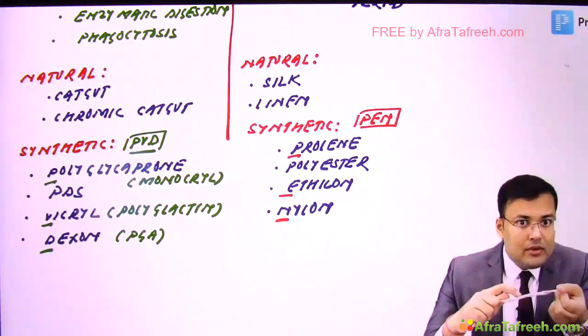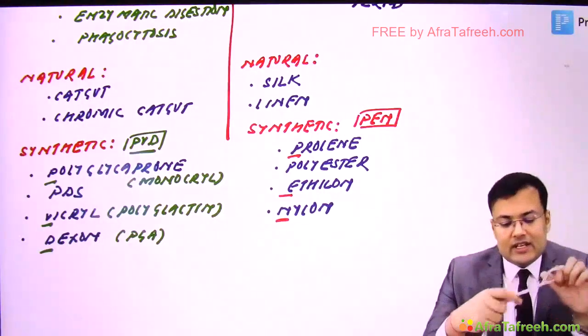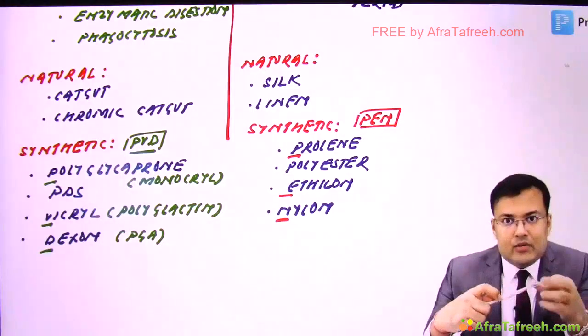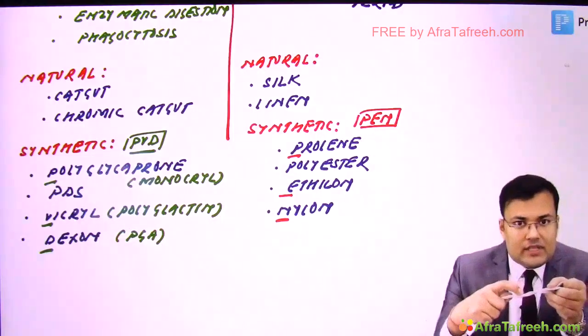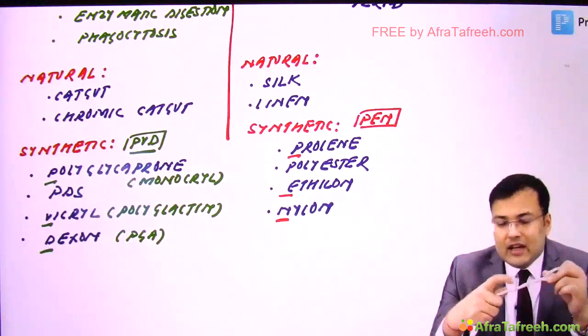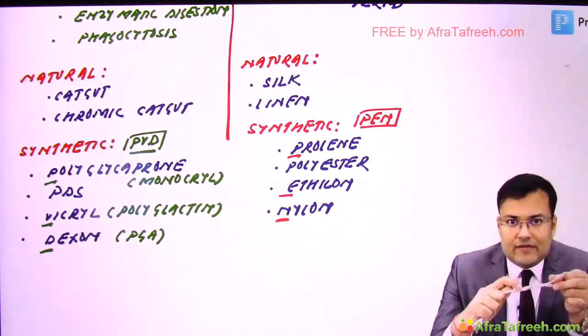Have you seen a rope? So you have seen there are multiple strands. Here you can see multiple strands braided together. In between the strands, can you see there is space? This space is known as crevices. So because of this space, what's the problem? There is an increased risk of infection.